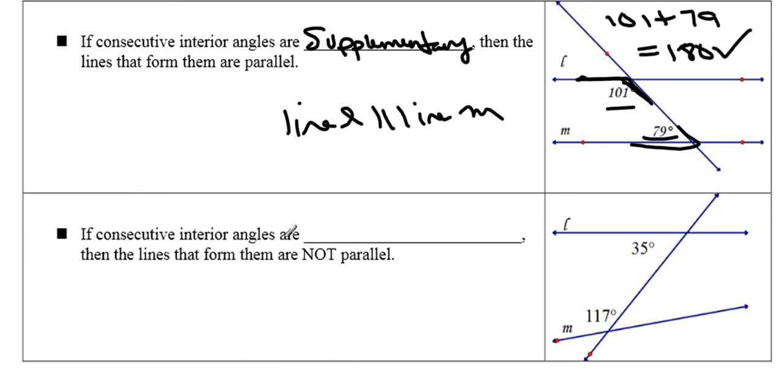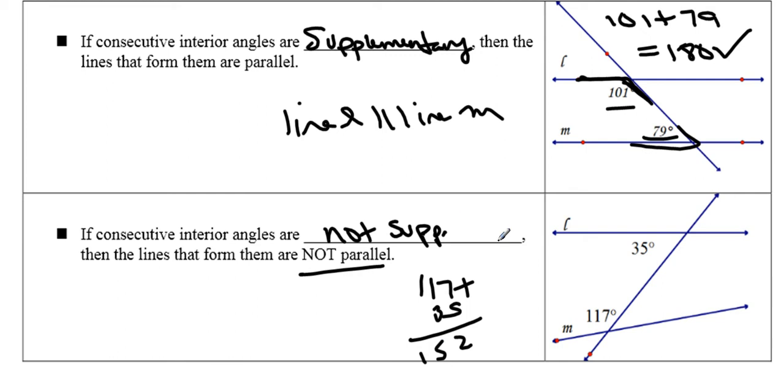If you have consecutive interior angles that are not supplementary, then line L and line M, or the two lines that form those consecutive interior angles, are not parallel. So 35 and 117, 117 plus 35 gives you 152. That's not supplementary. That's not equal to 180. So line L is not parallel to line M.